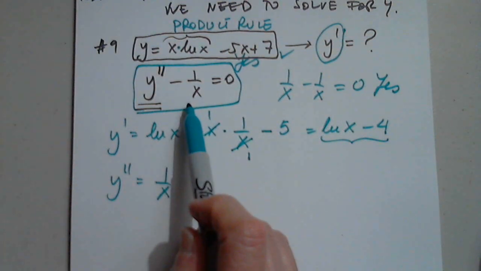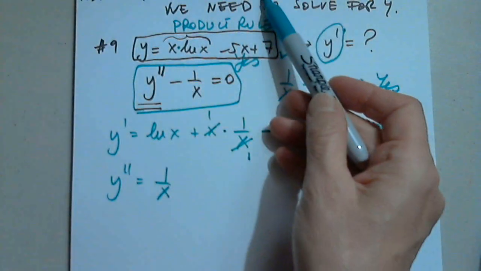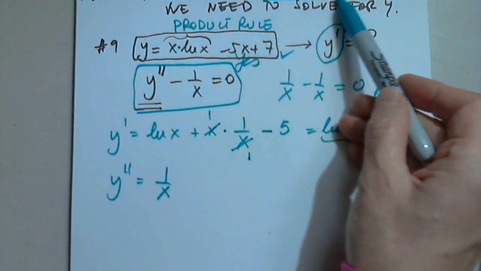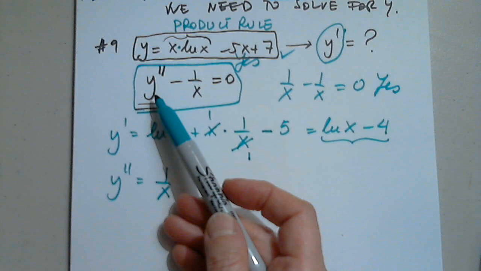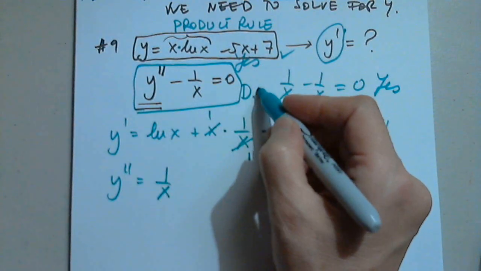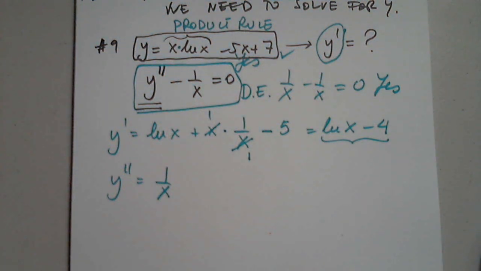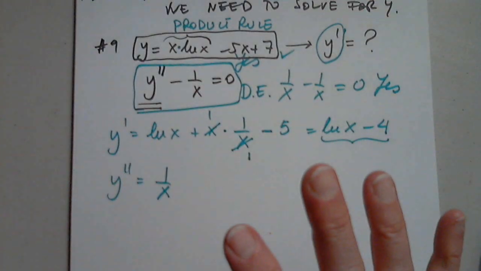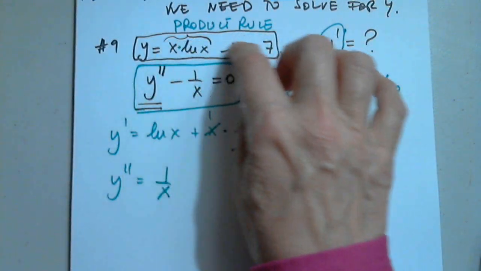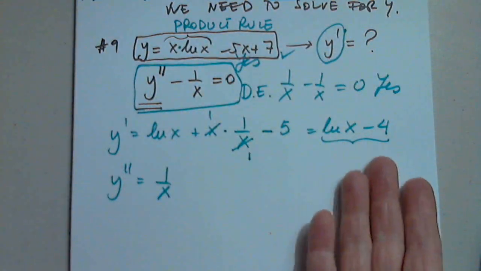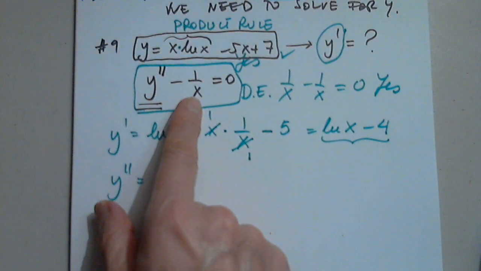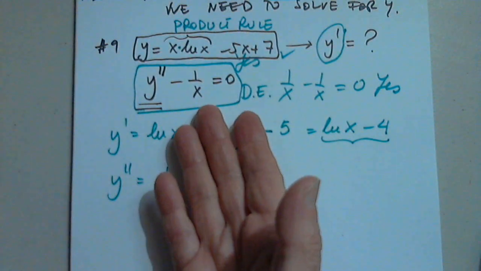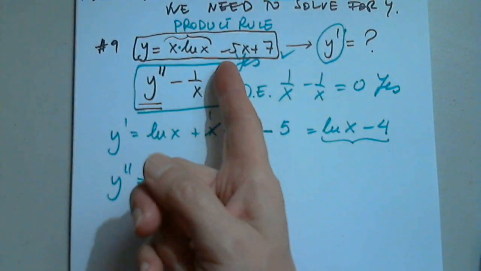Why is this a differential equation? Because it has derivatives in it, at least one. In this case, it has the second derivative. So we're not asked to solve. We are only asked to show that this is a solution. Once I determine the second derivative, I got 1 over x, subtract 1 over x from the equation, and I do get 0. So I'll say, yes, this is a solution.